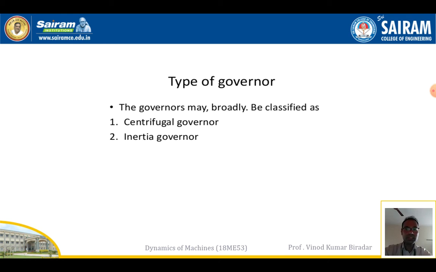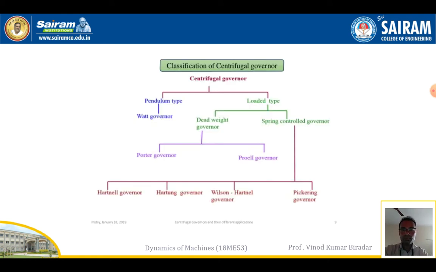First one is an inertia governor and centrifugal governor. Okay, so inertia governors are shown here. The inertia governor normally consists of heavy masses. They are not used nowadays, but centrifugal governors are light in weight, and in almost all vehicles we are going to use a centrifugal governor. Again, centrifugal governors are classified into two types, that is a pendulum type, and the second one is a loaded type.